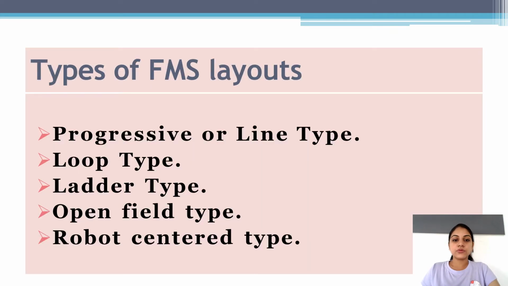So next we'll move to the types of FMS layouts. We've seen the FMS layout in the previous slide, and there are types of FMS layouts. It is progressive or line type, loop type, ladder type, open field type, and robot centered type.